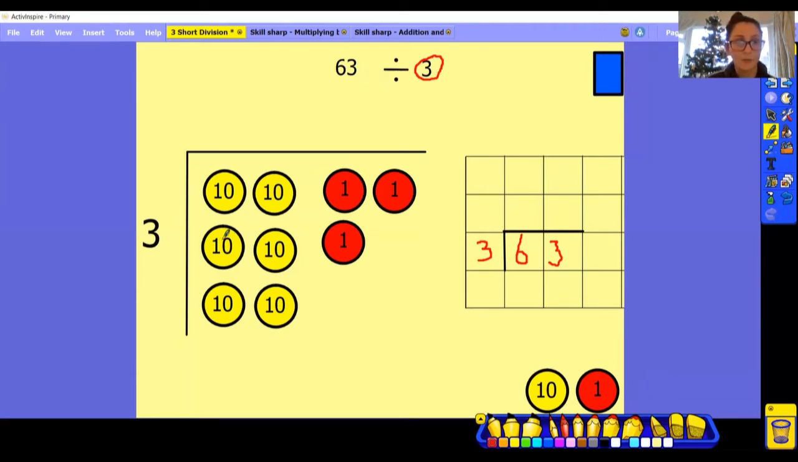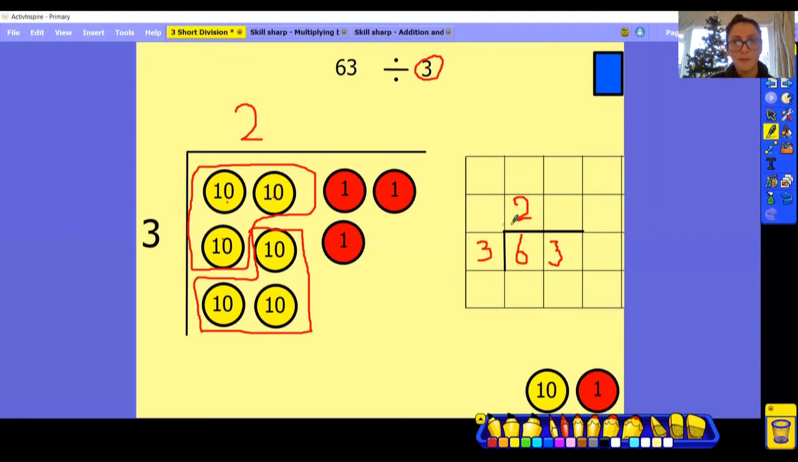So can I make an equal group of 3? 1, 2, 3. Yes, I can. Can I make another equal group of 3? 1, 2, 3. Yes, I can. So here, I've got no more 10s now. So now I need to see how many equal groups of 3 I have. So I have 1, 2, and I put the 2 up here. And with our division here, we're going to put the 2 up here.